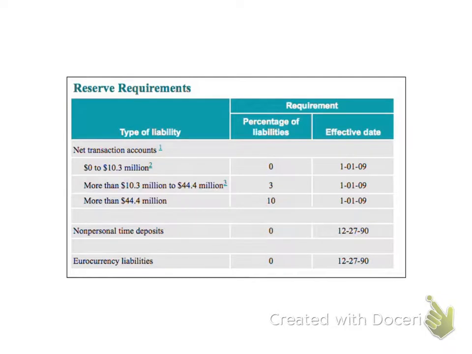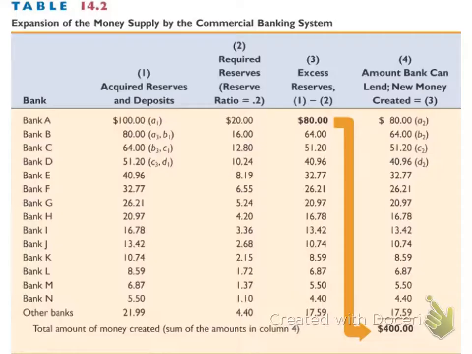That's okay. If we look at the actual reserve requirements from the Federal Reserve, you can see that on more than 44 million, they do require banks to keep 10%. Here are the effective dates. This all is rarely changed. Very rarely do they update the reserve requirements. But this is an easy way for you to see that they can manipulate the money supply. I'm going to show you how on the next slide.